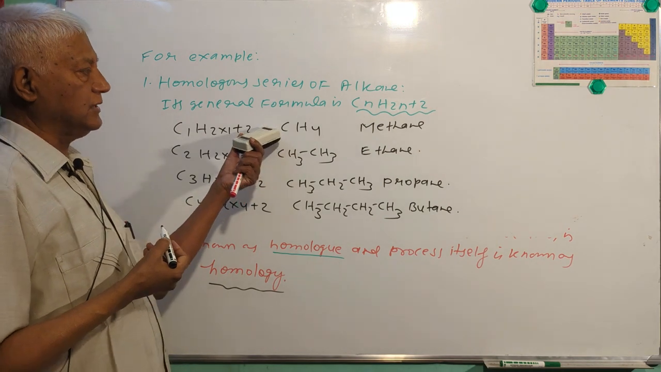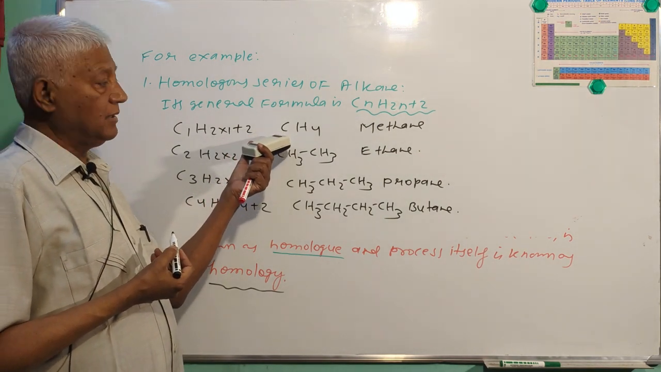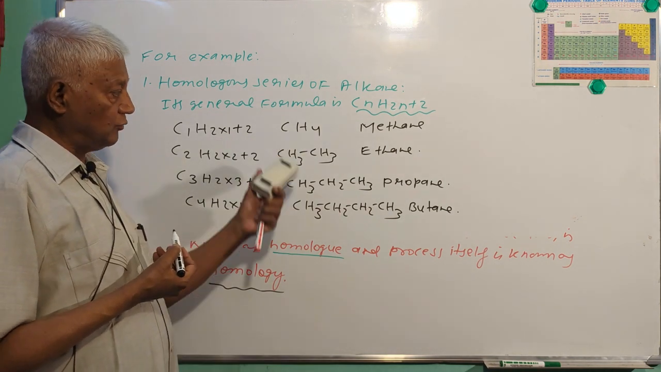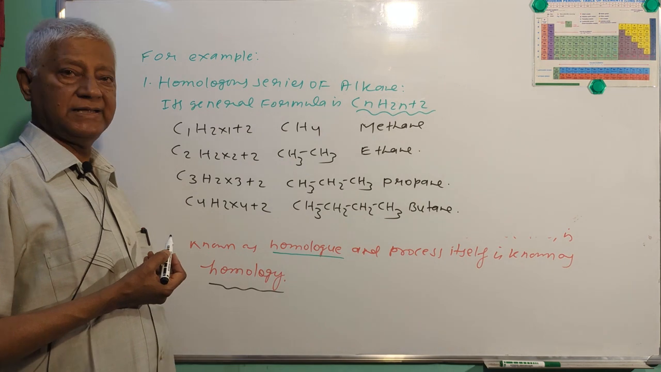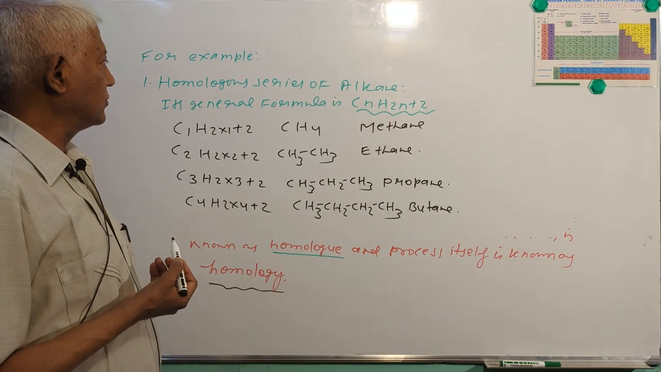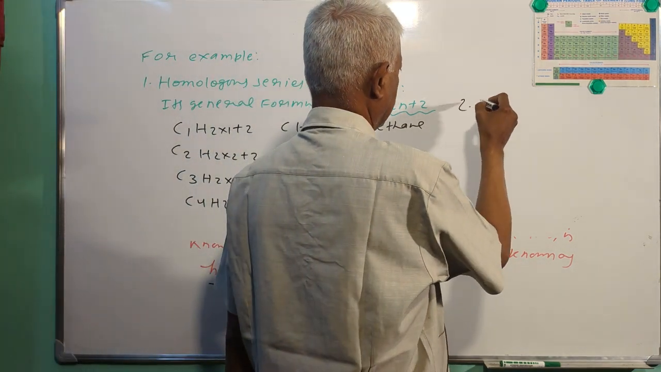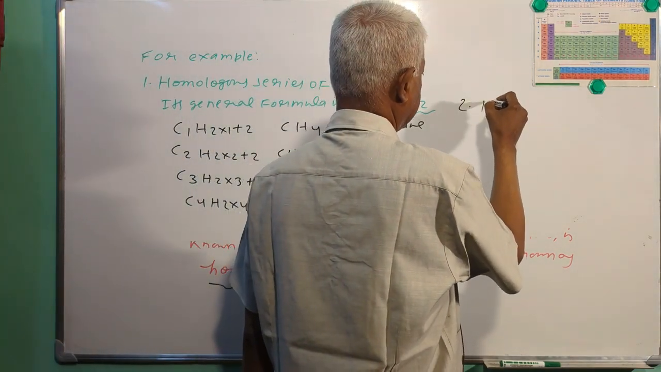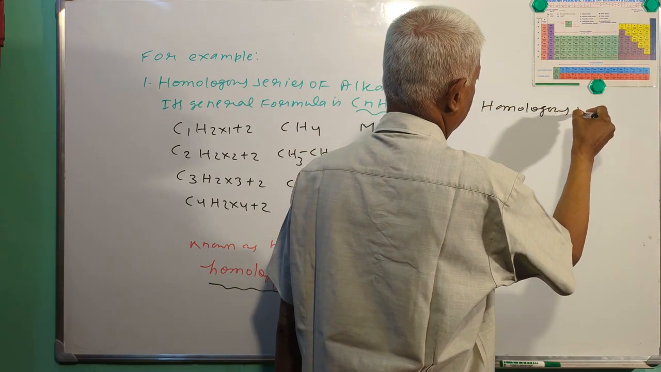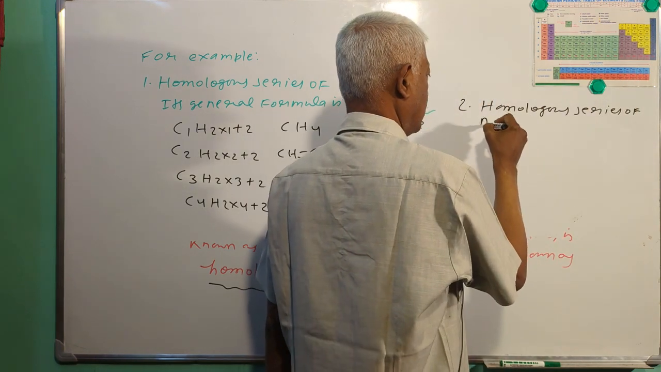So CH4 is known as a homolog, because the individual member of the homologous series is known as homolog, and the formation of this whole series is known as homology. So that is about the alkane. Next one is the homologous series of alcohol.